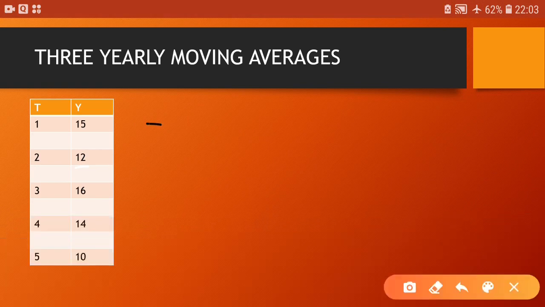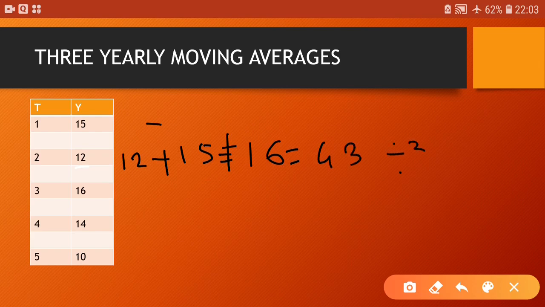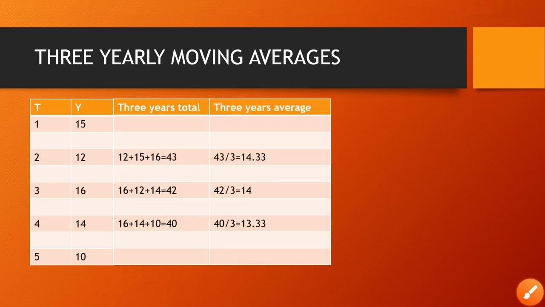First year you will not be finding anything. In the next year you will take the digit itself, 12, one digit up and one digit down. This way you total 3 years, divide this total by 3, and you get the average. In the next year also the same way: 16 plus 12 plus 14. So 16 itself, 12 up and 14 down. 16 plus 12 is 28, 28 plus 14 is 42, and 42 divided by 3. Then the next year the same way. We did this in the previous lecture, 3 years moving average.